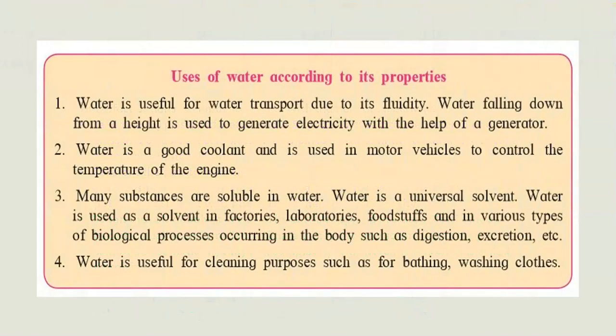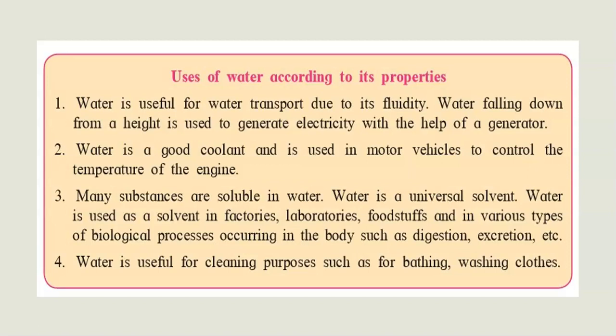Now a few uses of water according to its properties. Water is useful for water transport due to its fluidity. Water falling down from a height is used to generate electricity with the help of a generator. Water is a good coolant and is used in motor vehicles to control temperature of the engine. Many substances are soluble in water. Water is a universal solvent.